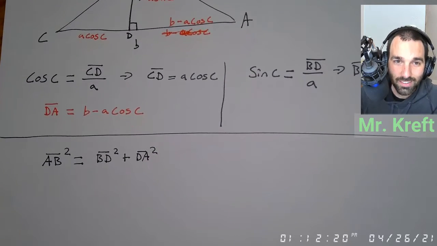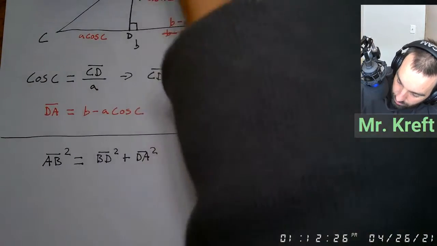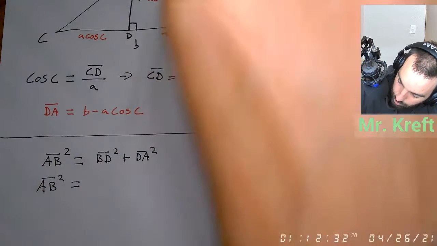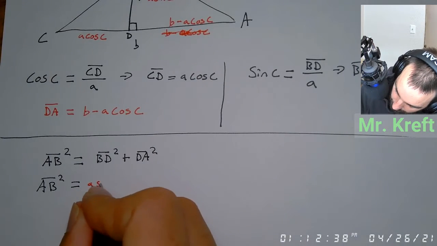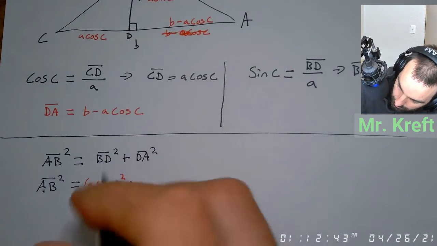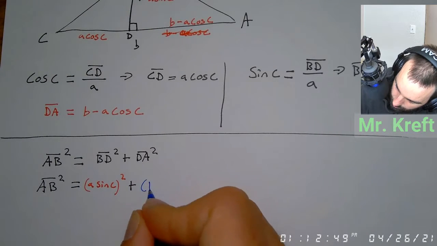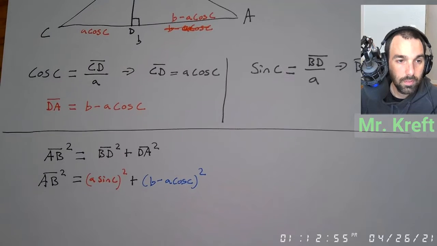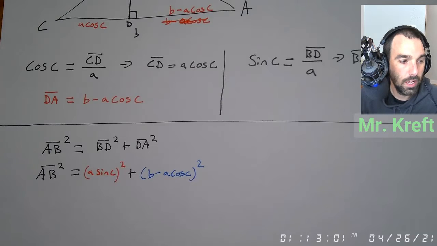Okay, so now we're going to substitute in. Are you guys ready? We don't know what AB is yet, so we're just going to leave that. So we have segment AB squared equals BD. We just found that. That was the sine. So this is going to be A sine of C, quantity squared. And then plus DA is B minus A cosine of C, quantity squared. Are we doing okay so far, guys? Let me know if we're not.